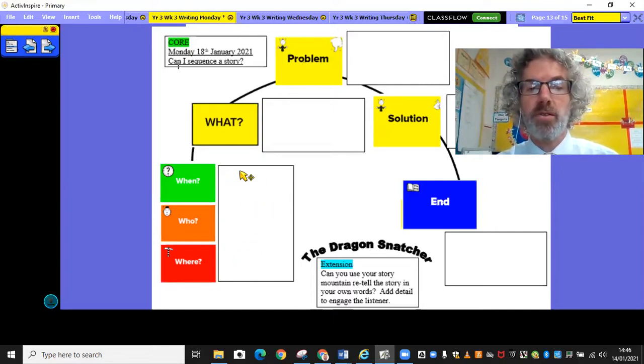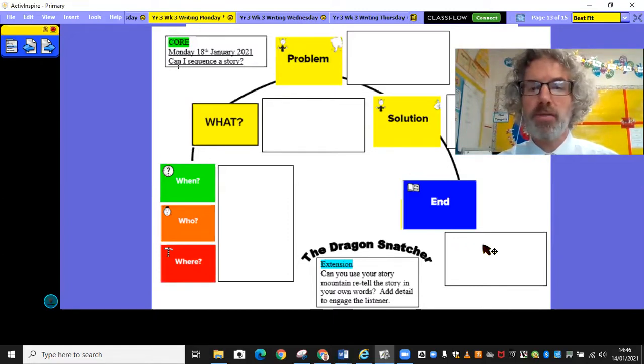So when was the story? Who were the characters and where was it set? What happened at the beginning? What was the main problem in the story? What was the solution to that problem? And what was the end of the story?